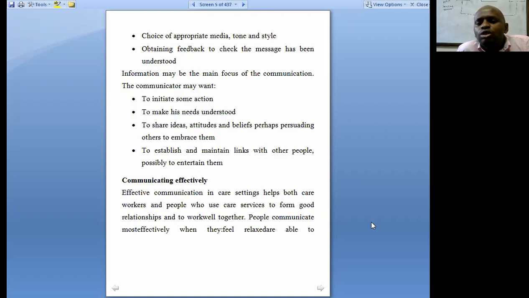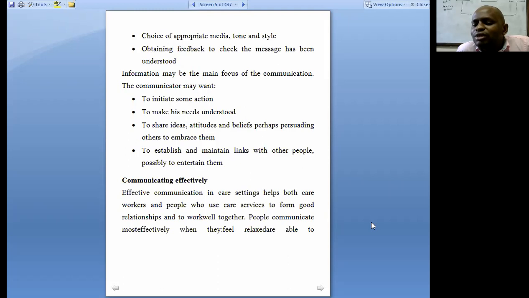And you also need to use the appropriate medium. For example, you are applying for a job. It is always good to use an email. So you cannot use WhatsApp when you are applying for a certain job, because those people will not take you seriously. Then the other thing is obtaining feedback to check the message has been understood.